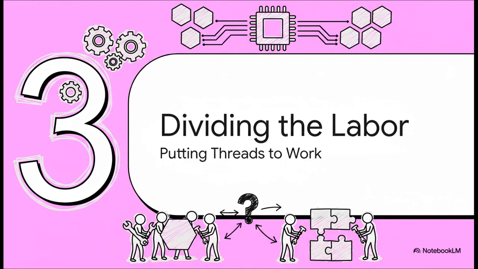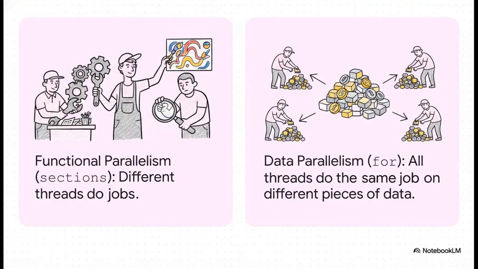Now the big question is, what's the best way to split up the work? Do you give everyone a totally different job, or does everyone get the same job, just on a smaller piece of the project? Well, OpenMP gives us 2 main strategies here. On one hand, you've got functional parallelism. This is like having specialists. One worker handles audio, another handles graphics, different jobs happening at the same time.